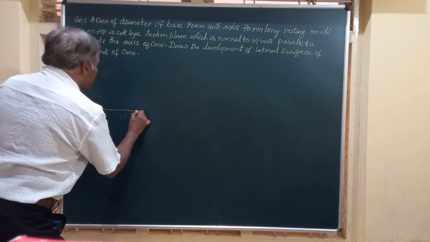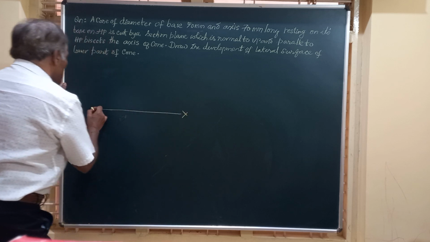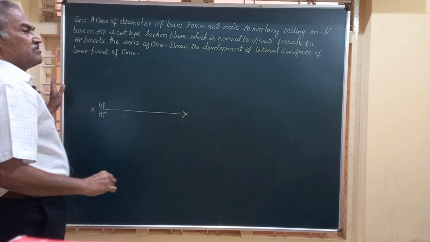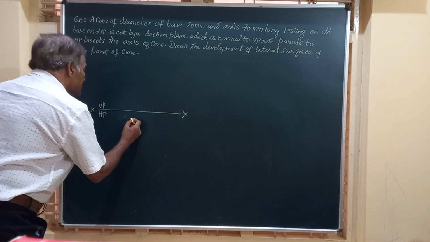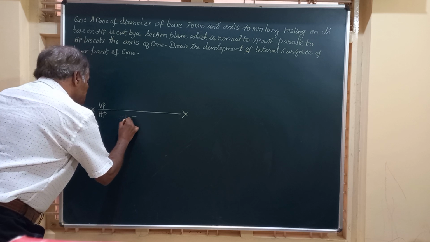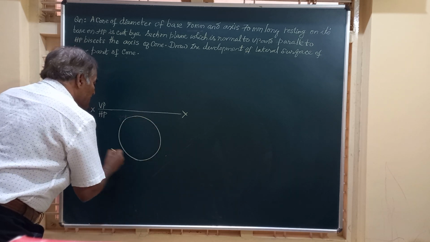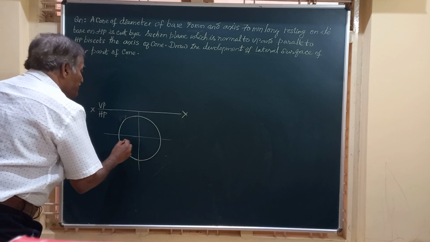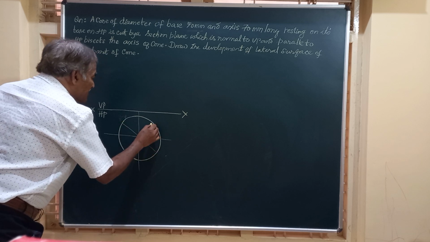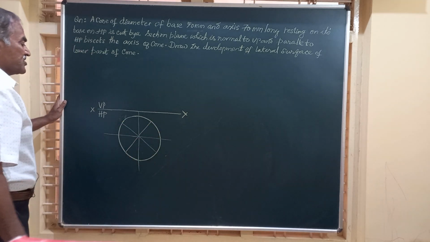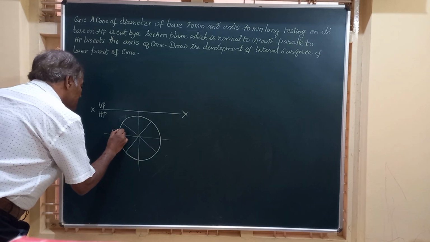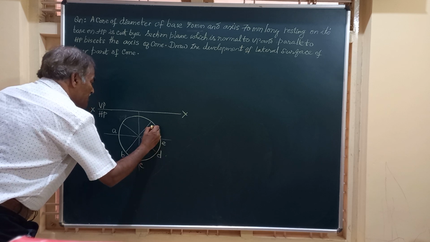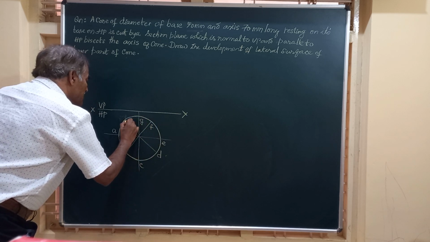Friends, I will mark the XY line. Mark VP and HP indicating first angle projection. Mark the top view of the cone, a circle of the given diameter. And this circle will have a diameter equal to 50 mm specified in the problem. And I am going to divide this circle into 8 equal parts and name them A, B, C, D, E, F, G and H.